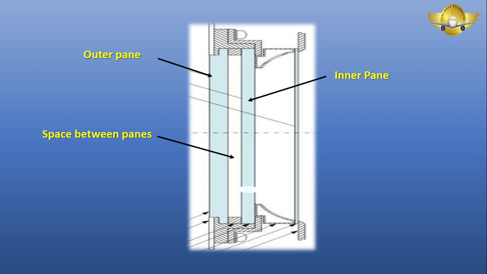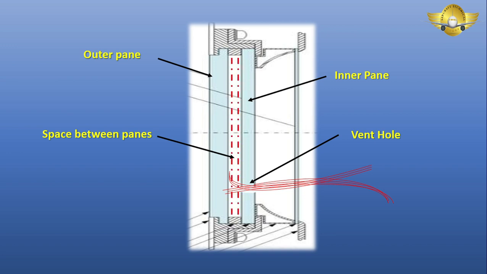The space between the outer pane and the inner pane is connected to the interior cabin through a small diameter hole on the inner pane called the vent hole or the breather hole. The vent hole allows the cabin pressure to flow and equalize the pressure between the interior cabin and the space between the inner and the outer pane, and also ensures that the cabin pressure acts on the outer pane under normal operating conditions.